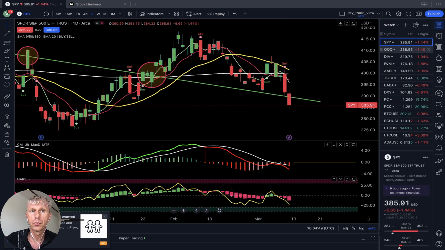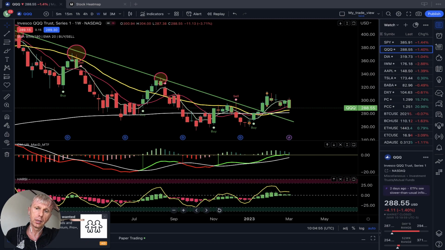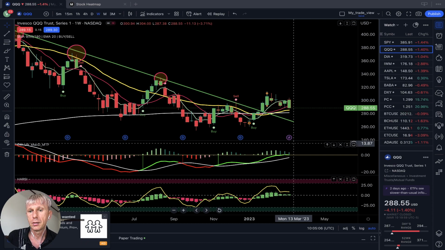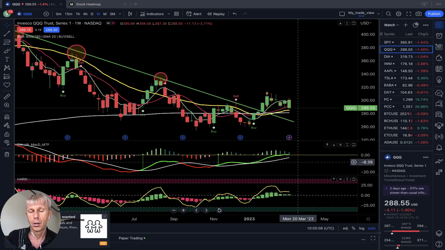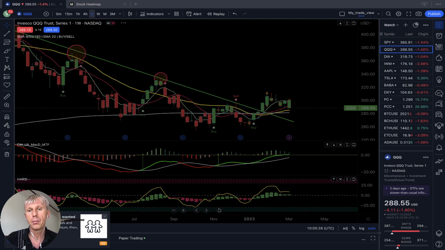Let's move to QQQ, weekly. QQQ is a little bit stronger than SPY. MA5 didn't make a bearish crossover yet, no bearish confirmation yet. Still a buy signal. On MACD, still green, still a buy signal. On Heikin Ashi, still green, still a buy signal. QQQ on the weekly time frame is still bullish, still positive. Not like SPY. SPY is negative on the weekly time frame, but QQQ is positive.